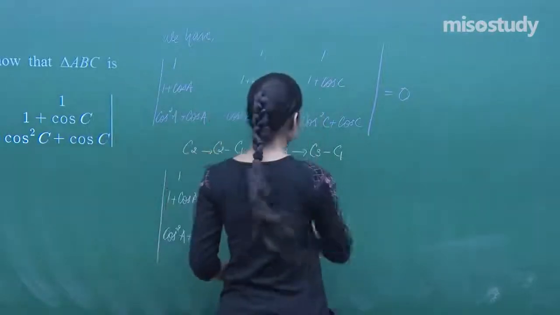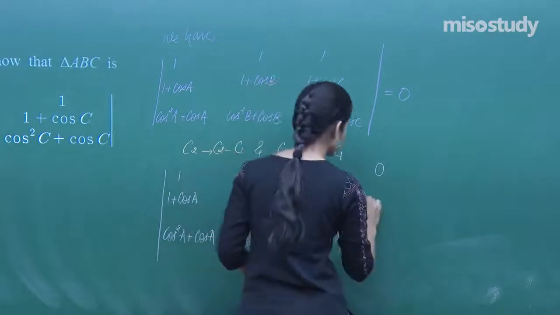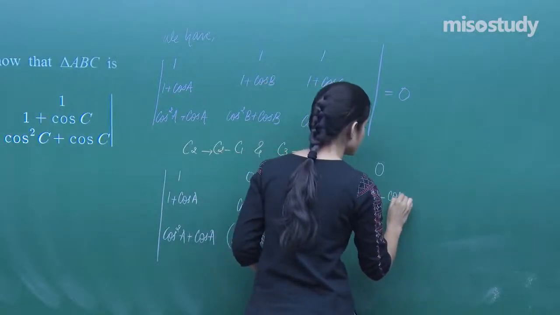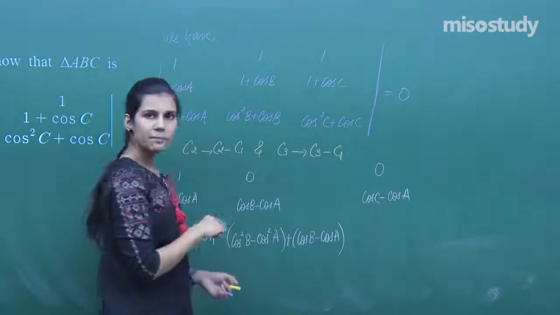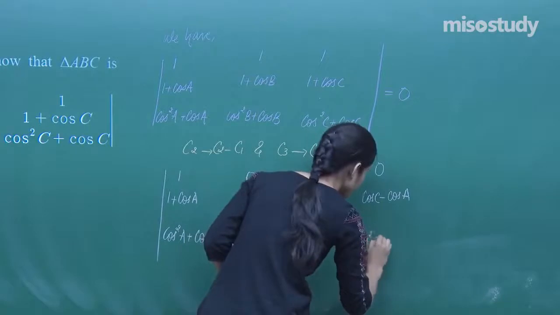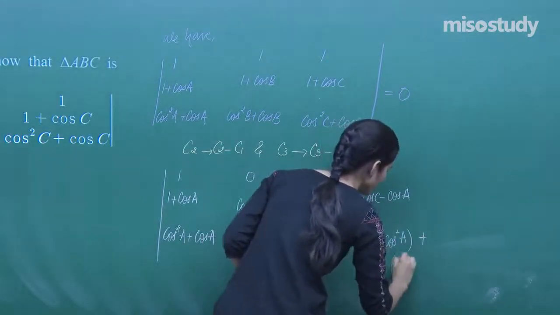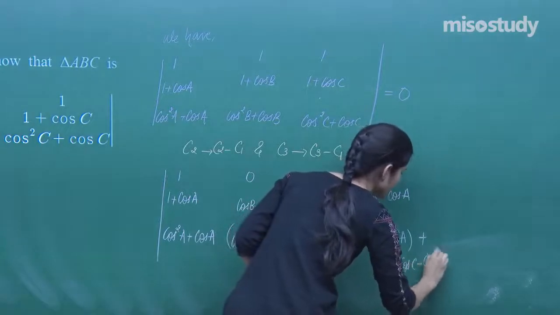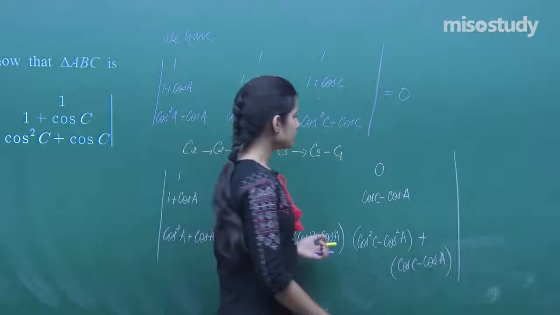Next you have 1 minus 1, again 0. 1 plus cos C minus 1 minus cos A. So cos C minus cos A. Then you have cos square C plus cos C minus cos square A minus cos A. So cos square C minus cos square A plus cos C minus cos A. Now try to see this. This is equal to 0.